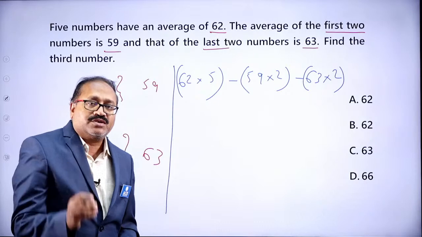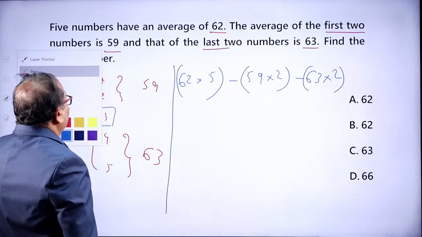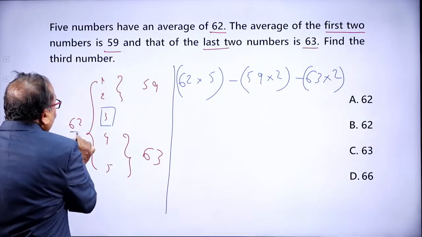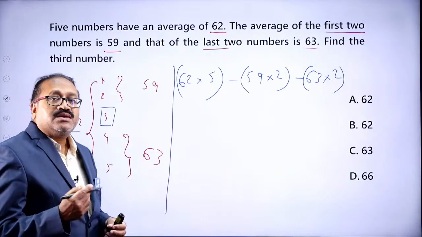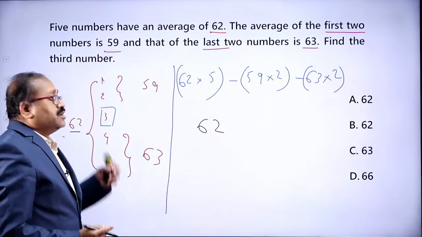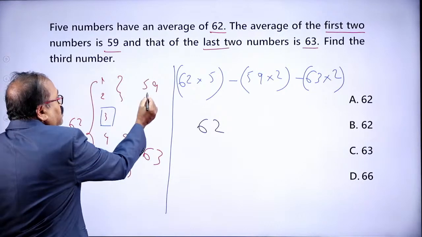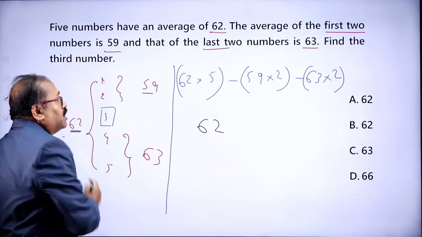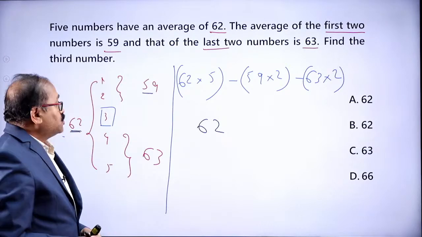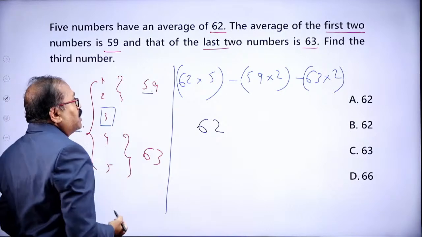We will go with the shortcut. And what is that shortcut? The shortcut I am talking about is, here the overall average is 62. Write down the 62. I need to find out the third number. As I need to find out the third number, take the difference between the first 2 average and the overall average. And the difference is 3.